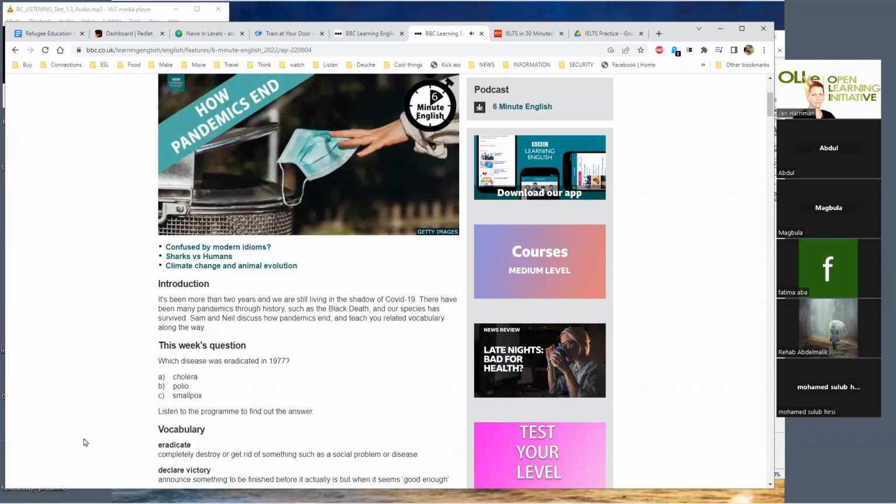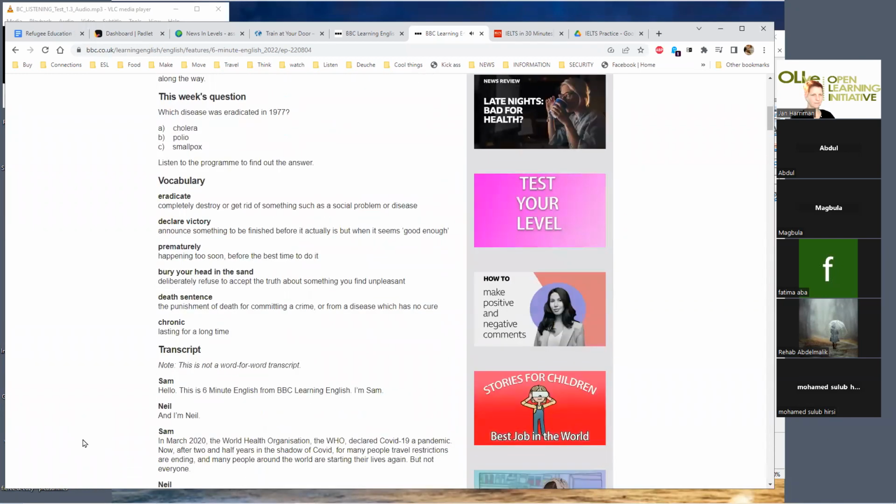Right, let's recap the vocabulary we've learnt, starting with eradicate, to completely get rid of something such as a disease. If you declare victory, you announce something to be finished before it actually is. The danger in doing this is that you announce it prematurely or too soon. The idiom bury your head in the sand means to refuse to accept or look at a situation you don't like. A death sentence means the punishment of death for committing a crime or from an incurable disease. And finally, a chronic disease is one which lasts for a long time. Even though the pandemic hasn't ended, our programme has, because our 6 minutes are up. Bye for now. Bye. 6 Minute English from the BBC.